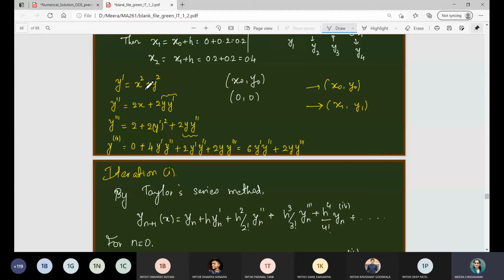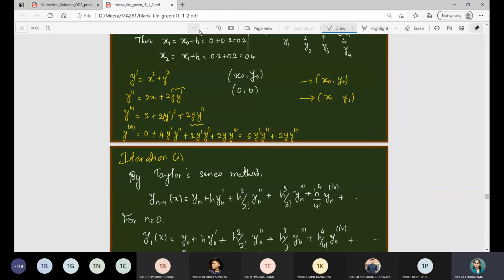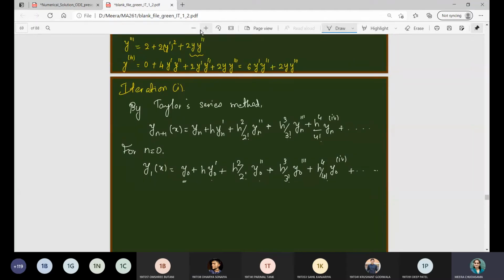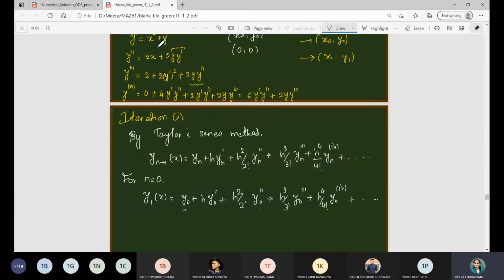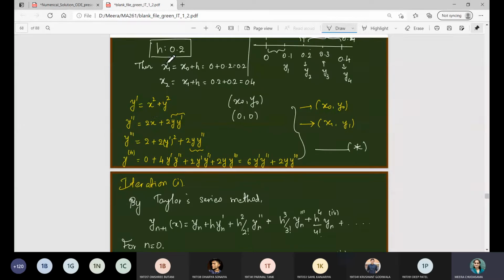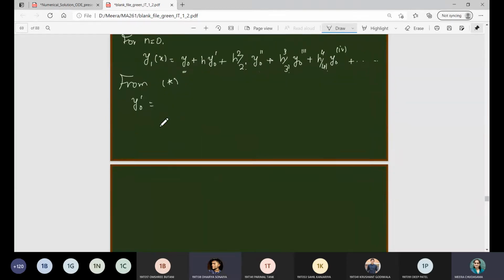So you can see from the first equation, let me minimize it, from here it is yz, so you can write these equations as star. So from star y0 dash, that is x square plus y square, this equation I am talking about. So what it will be, it is x0 square plus y0 square. Since both are 0, so resultant quantity will be 0.